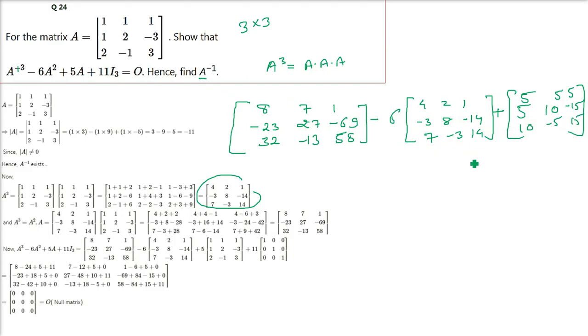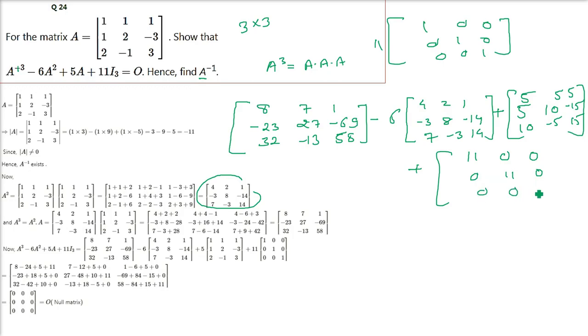And then we have 11 I3. I3 is what? This is 1 0 0, 0 1 0, 0 0 1. This is your 11 into I. So wherever 1 is there, you just replace it with 11. Now you have a simple combination of matrices, addition and subtraction has to be done. So multiply this inside with 6, and then take the corresponding elements and add and subtract.